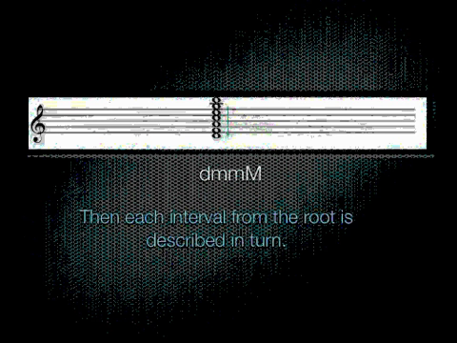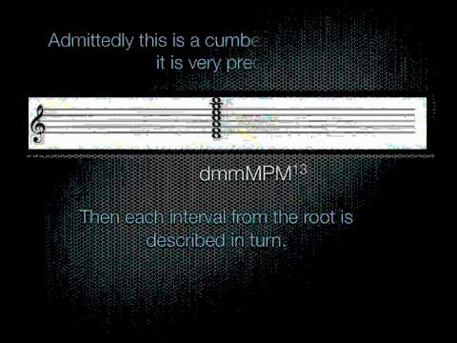And then we look at the interval of 11th. D to G is a perfect 11th. And so that's the next one. Lastly, we go from the D to the B natural, which is a major 13th. And there you have it, a D minor minor major perfect major 13th.